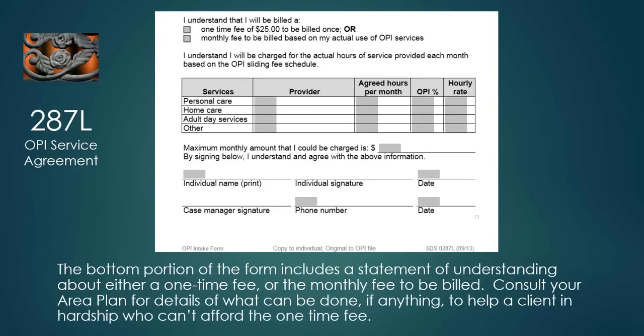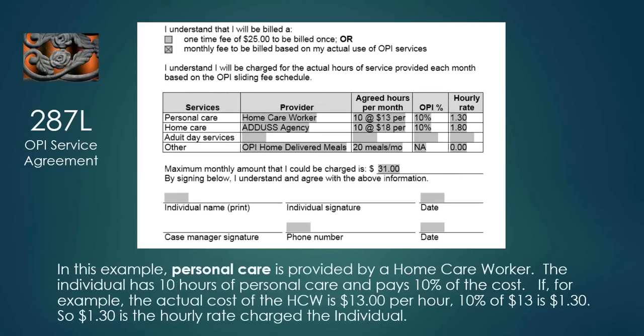And then finally, at the latter or bottom half, this notice helps the person understand what they're agreeing to. So they're either agreeing to a one-time fee of $25 that's going to be billed once, not annually, but just one time, or a monthly fee based on their actual use of OPI services. And Mark, and then there's a place to list those services and the total cost. Question. Yes? Yeah. Is that left blank when they pay the one-time fee?